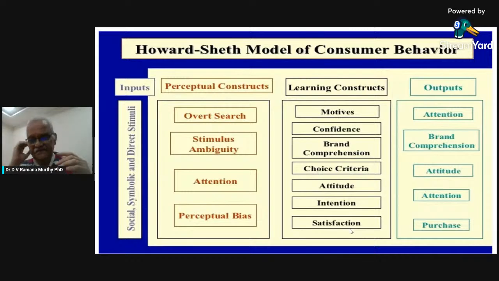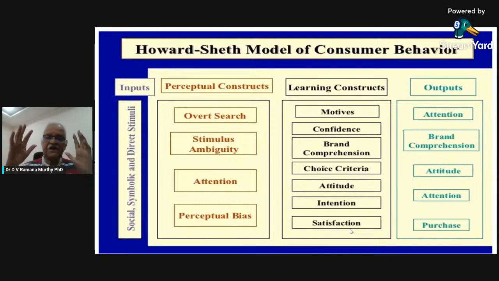Now, this is a very interesting aspect. We would like to sum up the variables presented in the diagram of the Howard and Seth model of consumer behavior. First aspect is on the input side. The input side is all about stimulus. First is perceptual constructs.